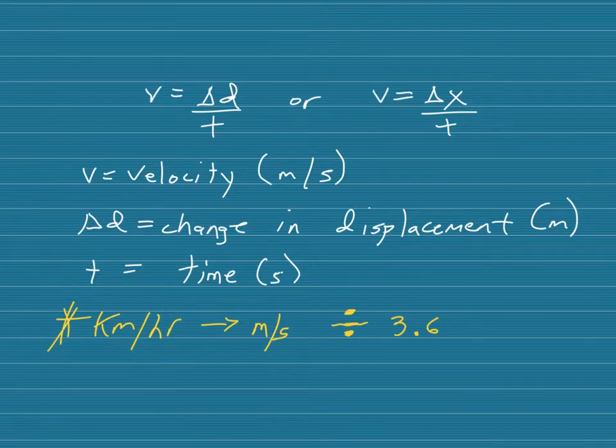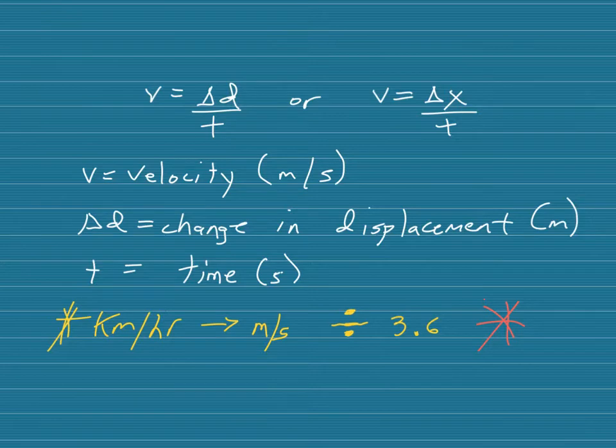So if we're given a velocity in kilometers per hour, we want to convert that to meters per second before we work the problem, and we do that by dividing by 3.6. You need to write this down and memorize it because you'll be using that a lot over the next few days.